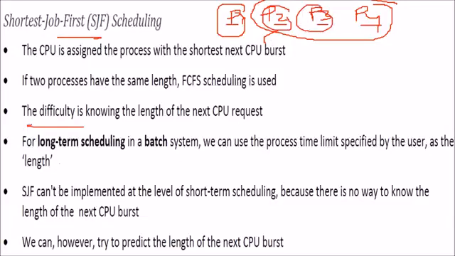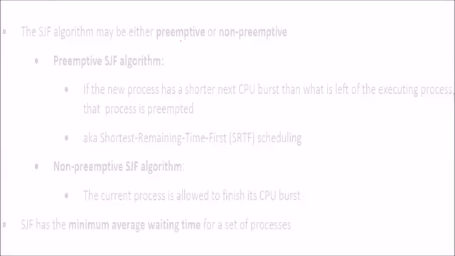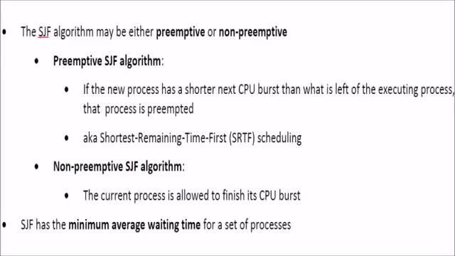So SJF can't be implemented at the level of short-term scheduling, because there is no way to know the length of the CPU burst. How to anticipate? How to find out who is going to be completed first? But let us try to predict the length of the next CPU burst. There are various ways. SJF can be either preemptive or non-preemptive. As we said, first come first serve is non-preemptive. We established that. SJF can be preemptive, it can be non-preemptive.